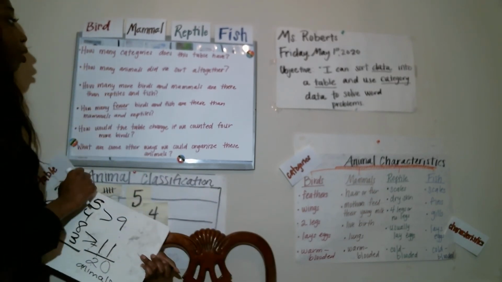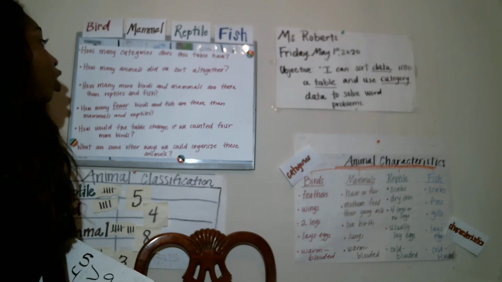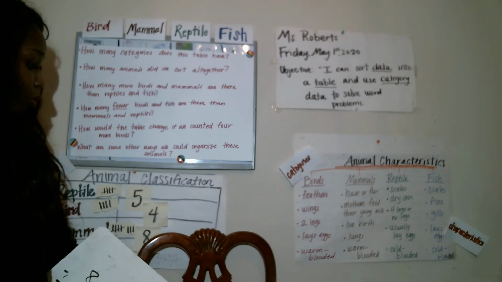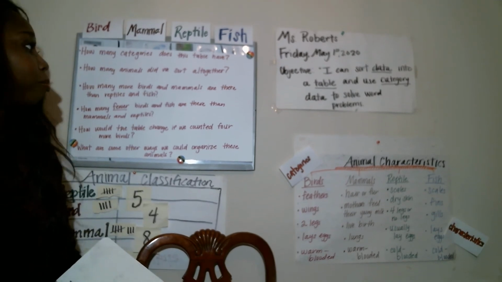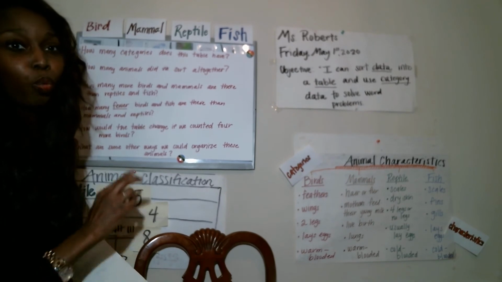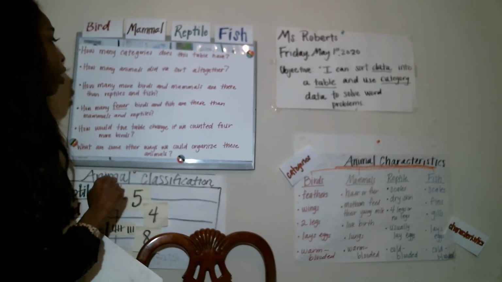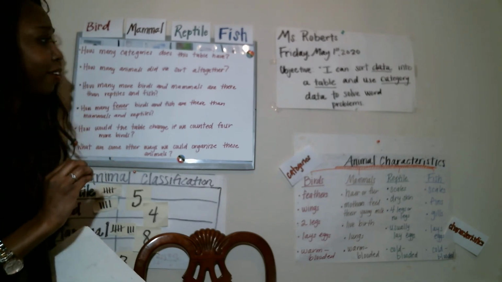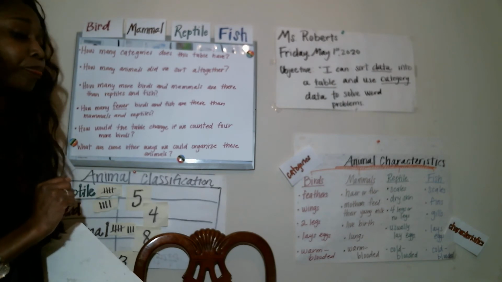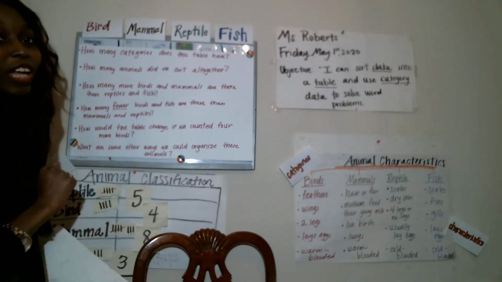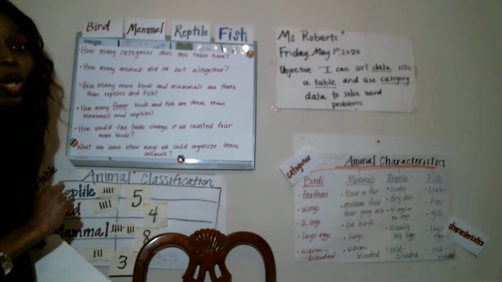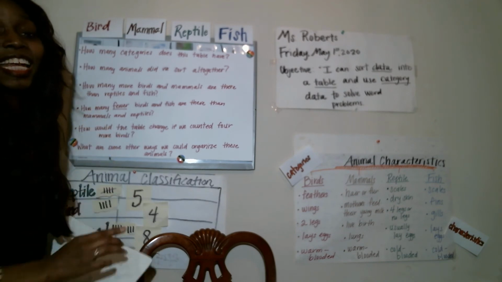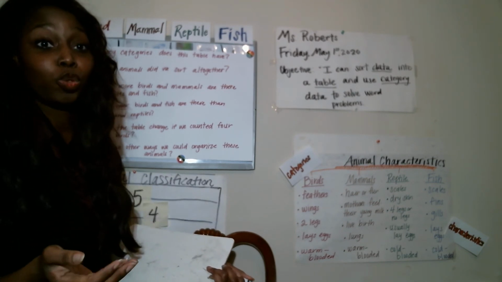Okay, the next one. How many more birds and mammals are there than reptiles and fish? So this is going to be a 2-step problem, because we need to know how many birds and mammals are together, and how many reptiles and fish are together. But are we going to add these 2 numbers together? No. What word in the word problem says that we're not going to add? That's right, the word than. The word than is comparing, so therefore we're going to be subtracting.